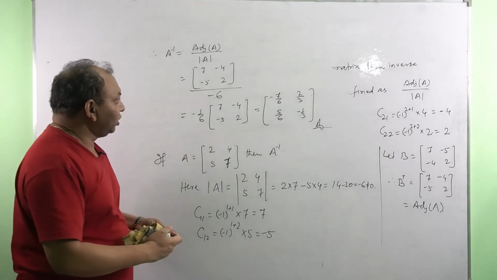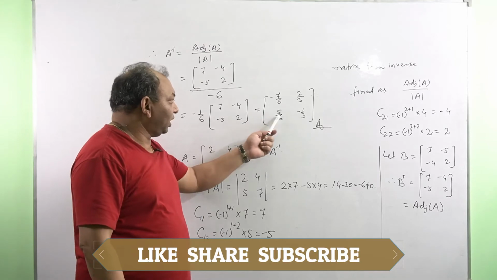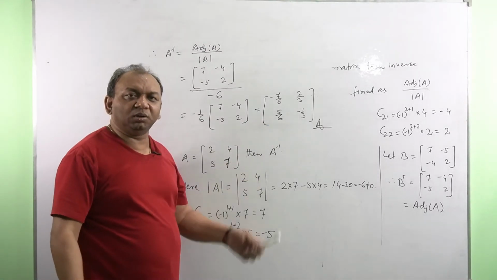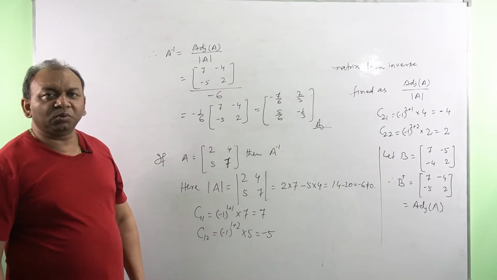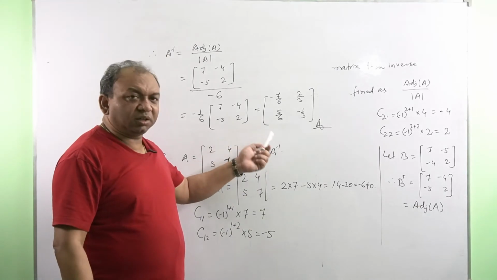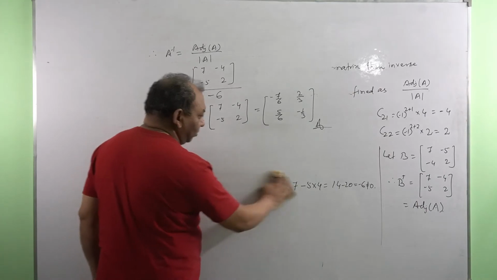How do we check whether the inverse of the given matrix is correct or not? Multiply this matrix by this matrix, that is, find A into A inverse. If A into A inverse is the identity matrix, then our answer is correct, otherwise incorrect. This is one method.